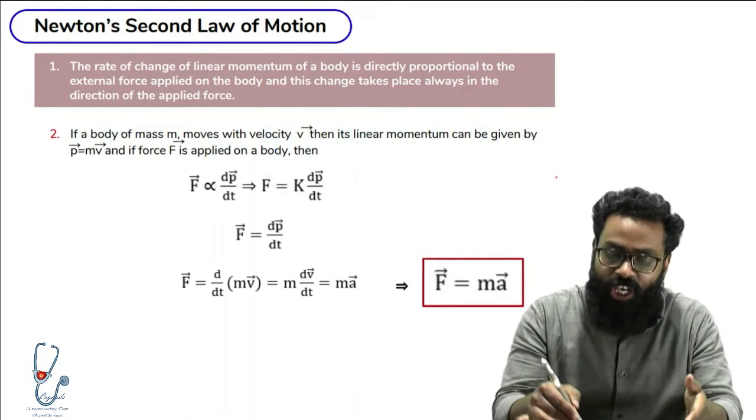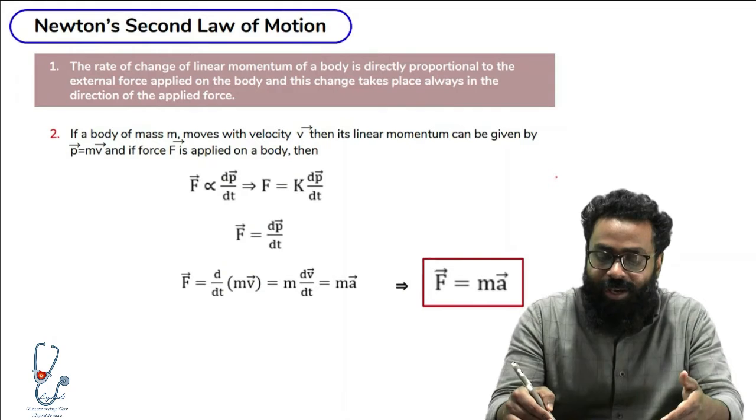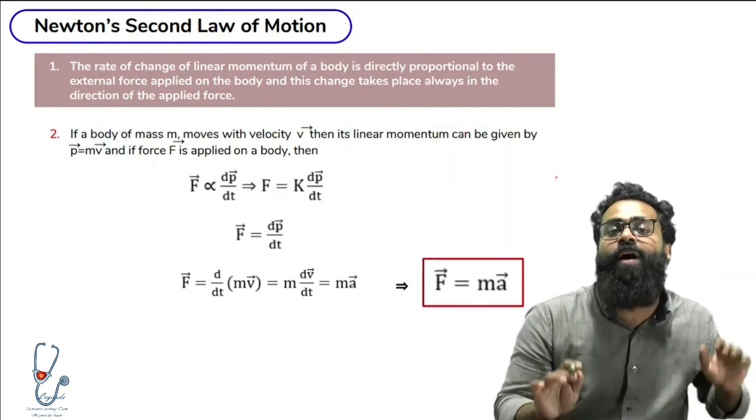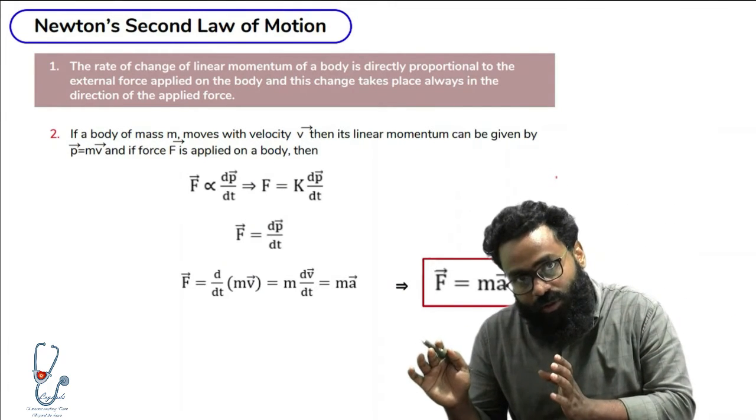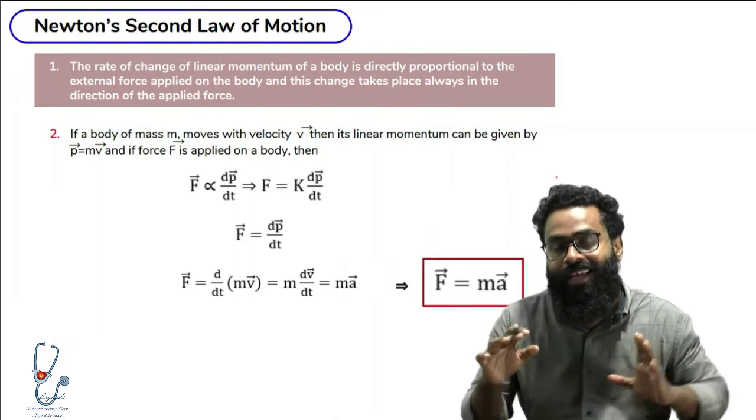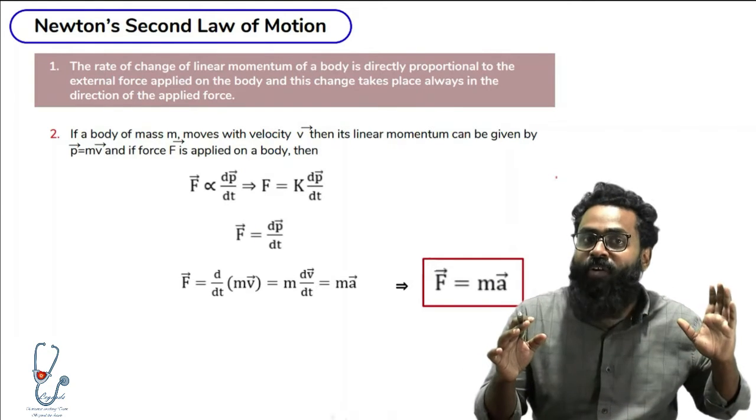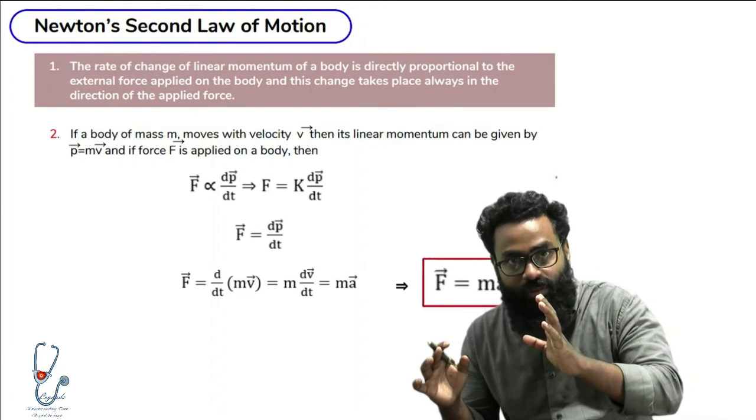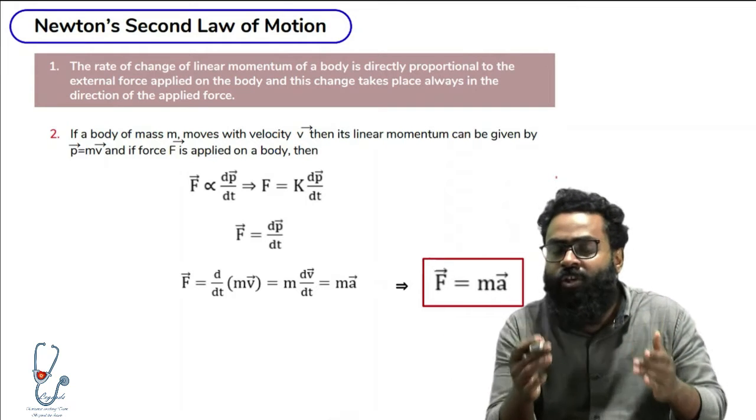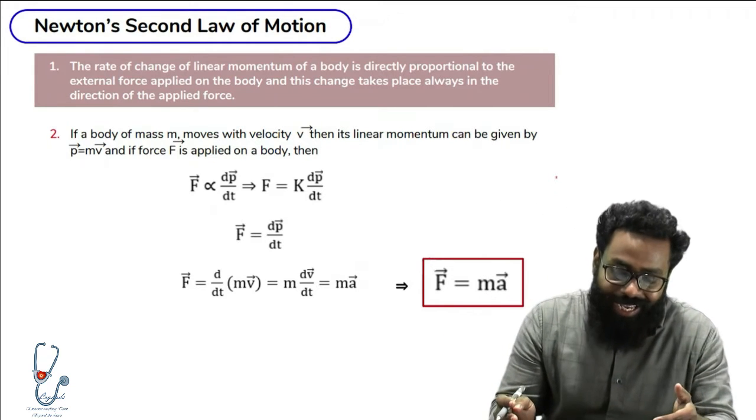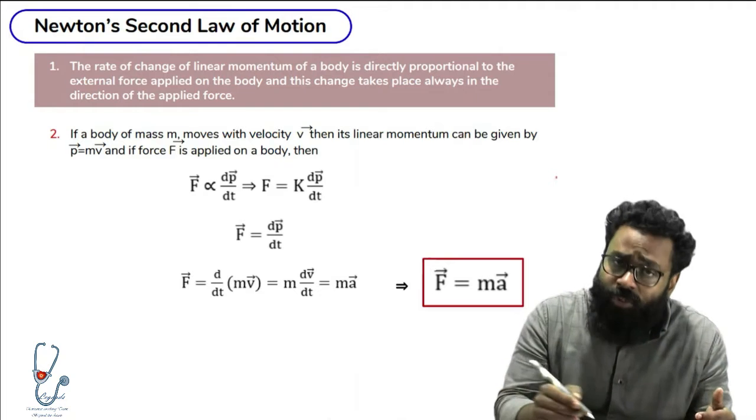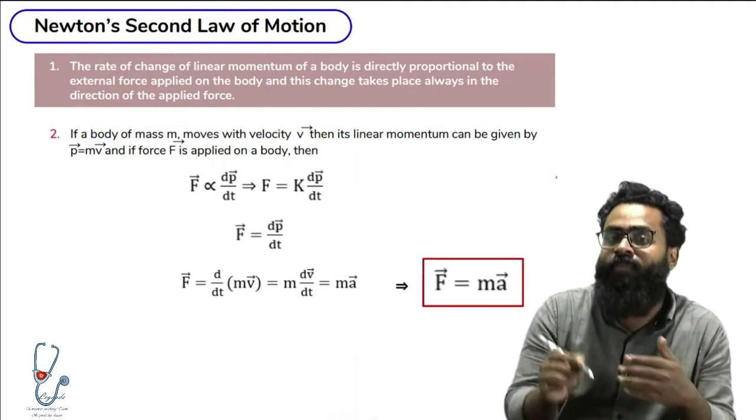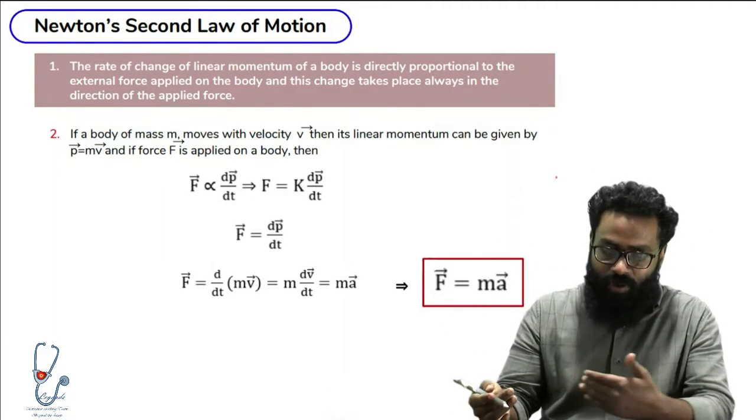And the second point is that change takes place always in the direction of the applied force. The change in direction takes place when we have applied a force. Okay, clear that? And the derivation of the second law is clear: if a body of mass m is moving with the velocity v, okay, clear that?